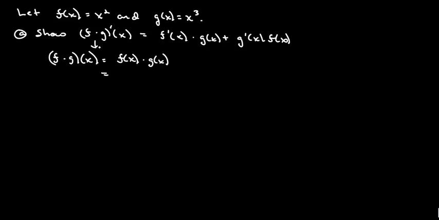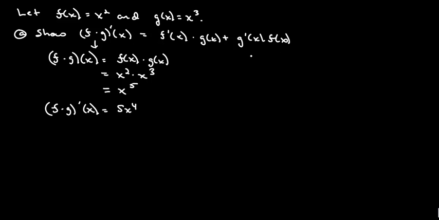So right now I'm going to work on the left side here. Okay, so f of x times g of x is x squared times x to the third, which you guys know is x to the fifth. Now the derivative of that, f times g, the derivative of that new function is equal to 5x to the fourth, like we discussed before.